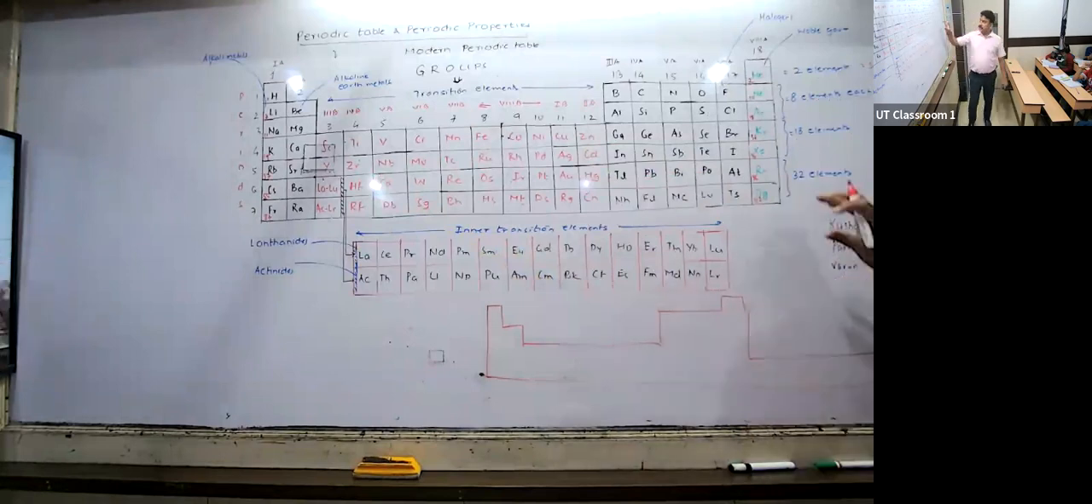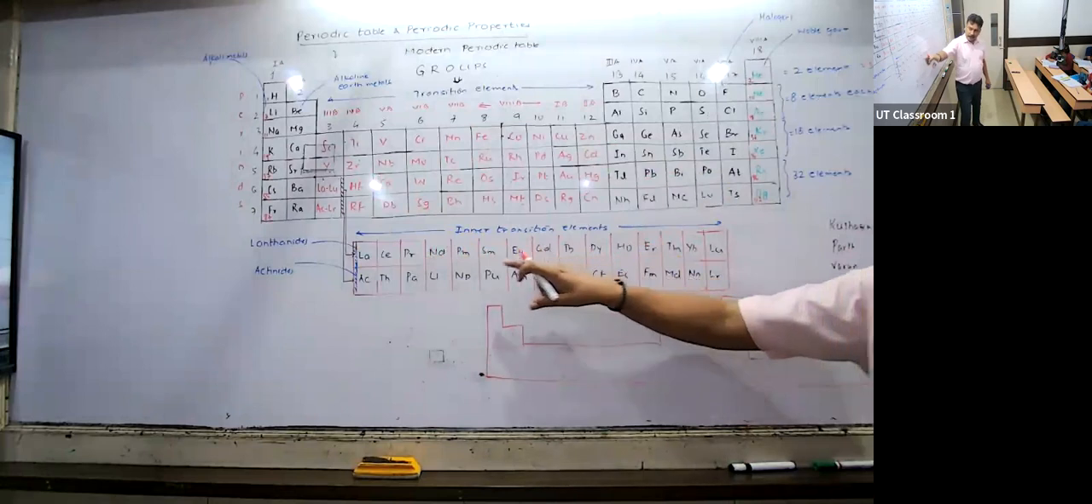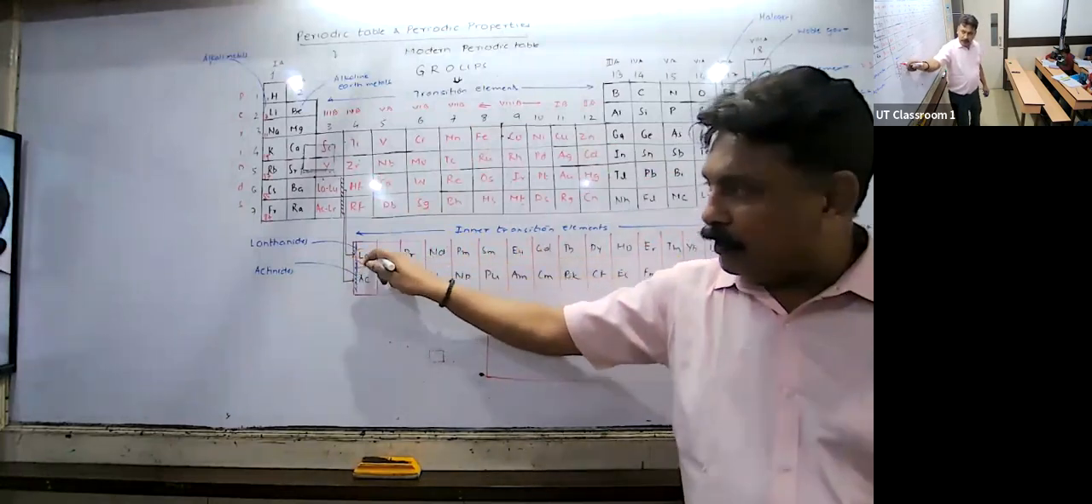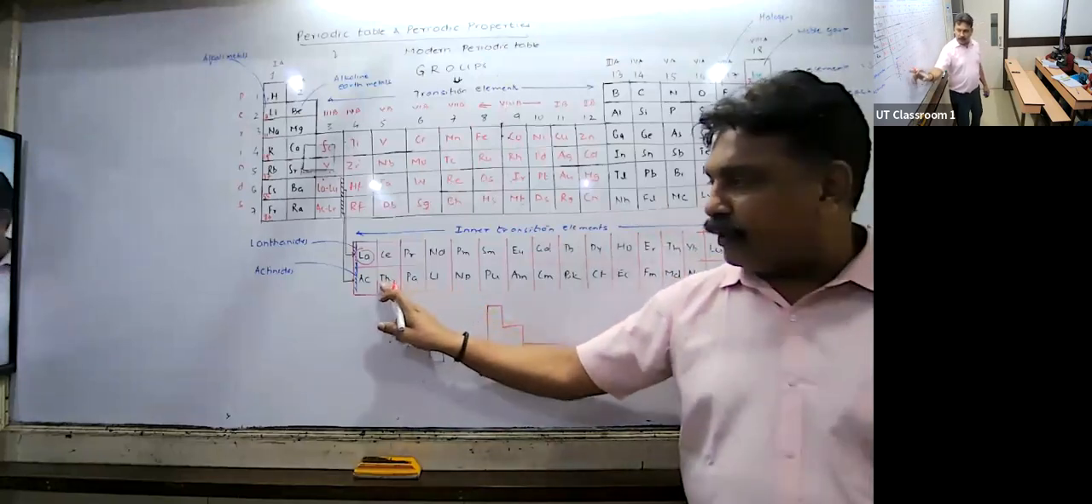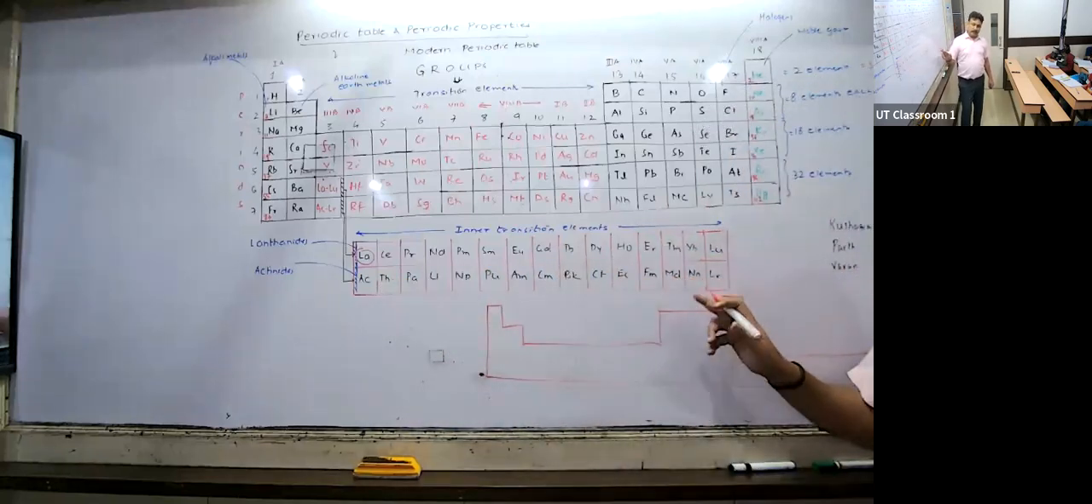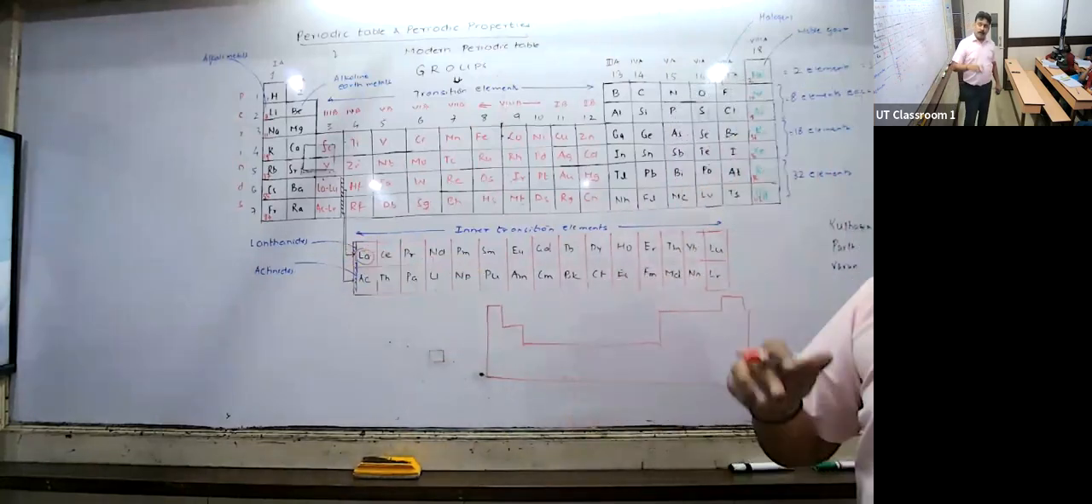Before that, these 14 elements are called lanthanides because they follow lanthanum. Okay? These elements, cerium to lutetium, and likewise thorium to, for example, lawrencium, are called actinides. Okay, now what is important over here?